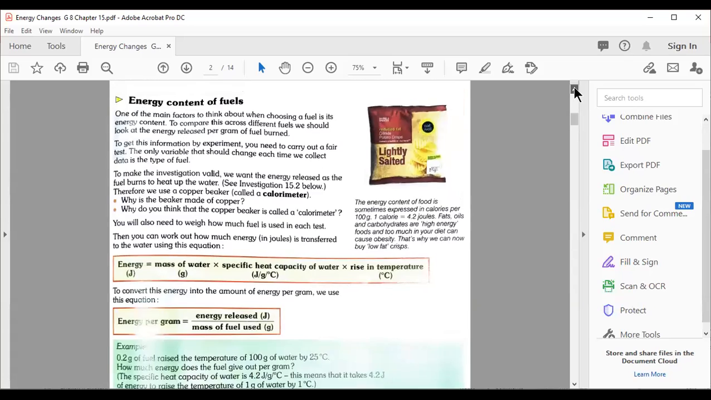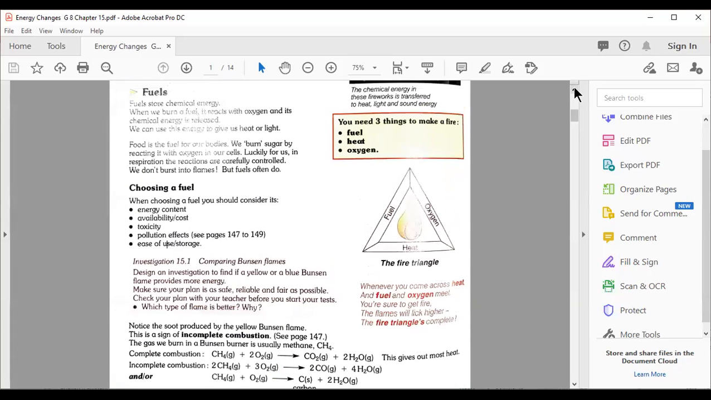Sir, is the lesson still left? No, only this. Today I just showed you this, and you will have one question. Which type of flame is better? Why? That is your question. Okay, as a homework assignment.